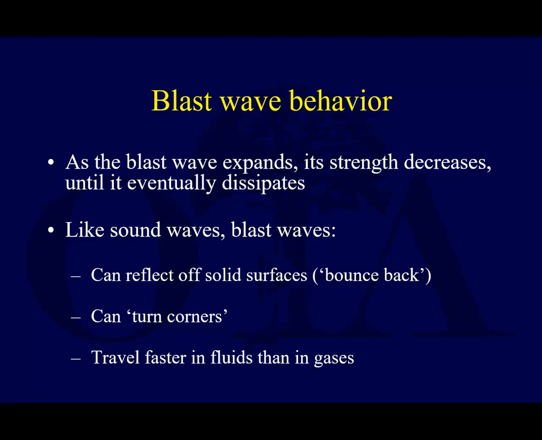So as the blast wave expands, its strength decreases until it eventually dissipates. Like sound waves, blast waves can reflect off solid surfaces and actually bounce back. They can turn corners. They can travel faster in fluids than in gases. I mean, water is incompressible. The amplification occurs because there's a reflection off of solid objects like walls, the floor, the ceiling, and these are called reflected impulses. And those reflected impulses can cause injuries to victims remote from the blast site. So this actually can get a little bit complicated.